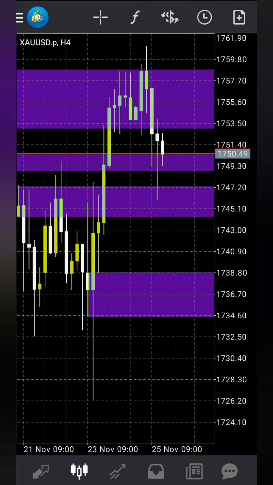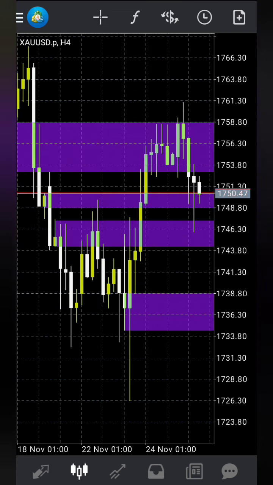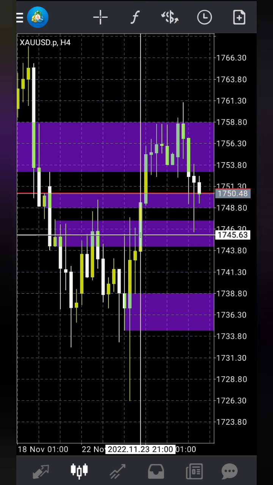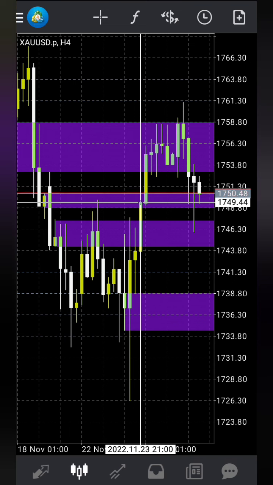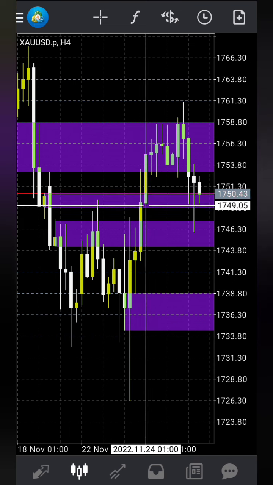Okay guys, same thing happens here. You can see the candle body break up the sell zone, then we know the direction is going up, then we can try to find a buy setup.